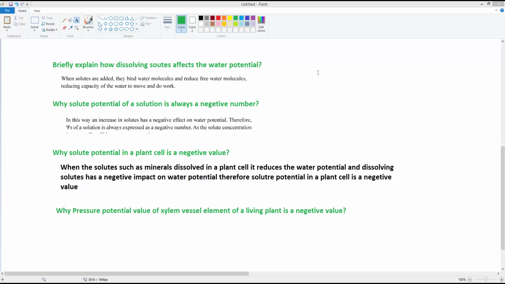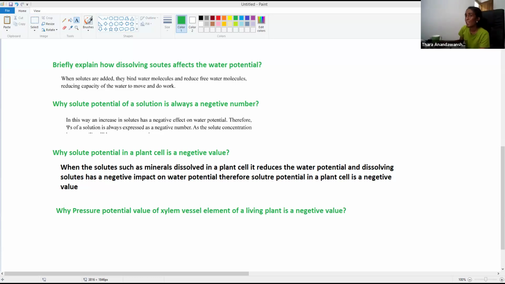Okay, teacher. Because xylem vessel elements are under tension, they take a negative value. The xylem vessel elements are under tension due to transpirational pull, which you will be learning in the transpiration section of this lesson. Okay? Okay, teacher.